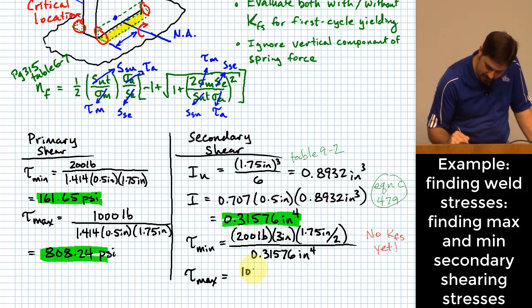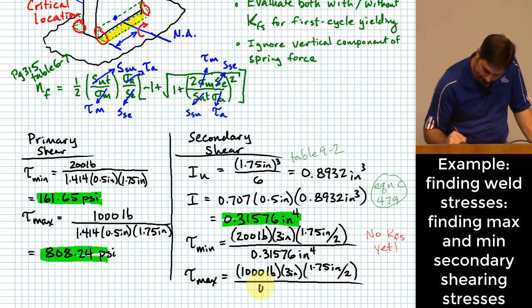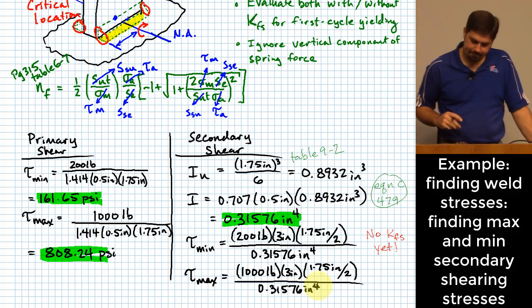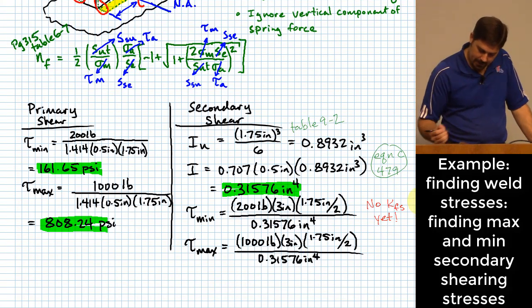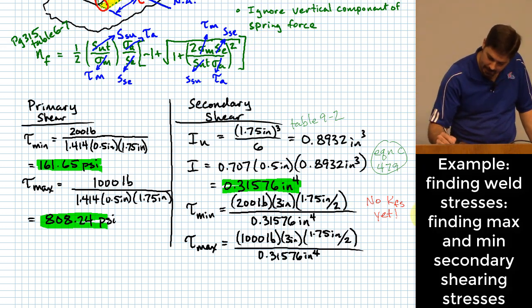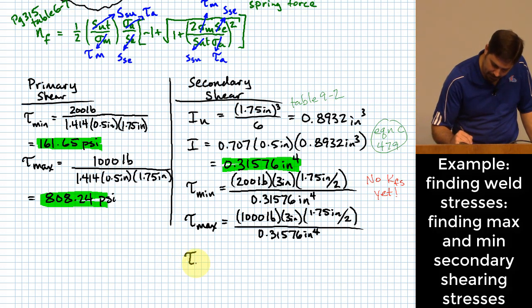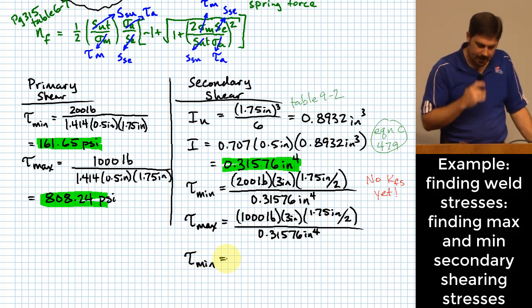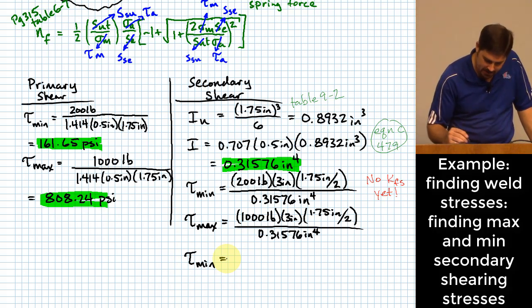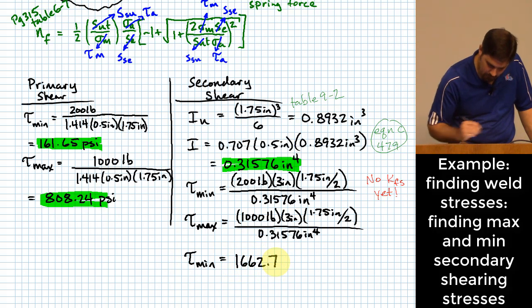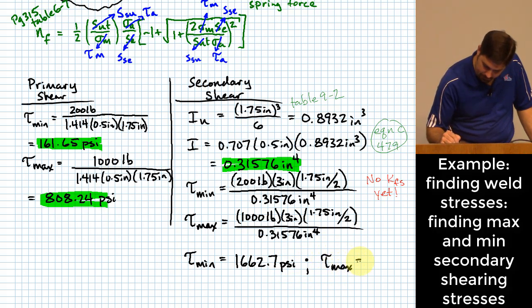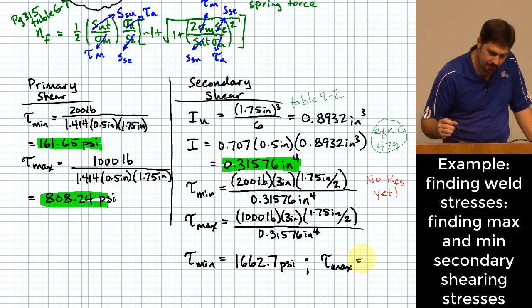Same idea. The only thing that changes is we go to 1,000 pounds instead of 200 pounds. Okay, and so with those two equations, we get that our minimum shearing stress is equal to 1,662.7 psi, and my maximum is 8,313.3 psi.